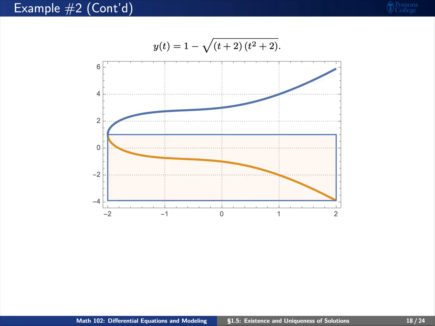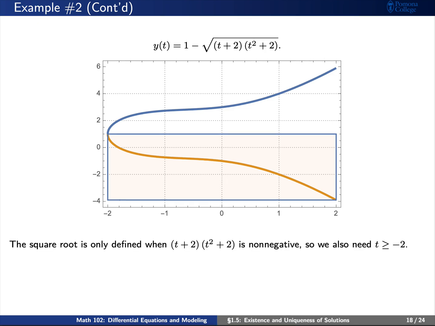Now let's go ahead and plot this solution. On your screen, you actually see two plots. The blue upper half is what the plot would look like if we had 1 plus the square root. The gold lower half is what happens when we have 1 minus the square root. The gold lower half is indeed the function y of t. Now, the square root is only defined when what's inside of the square root is a non-negative number. Since t squared plus 2 is always positive, we see that t plus 2 must be greater than or equal to 0. So this means that t is greater than or equal to negative 2.